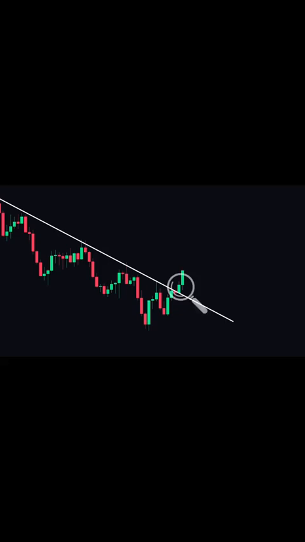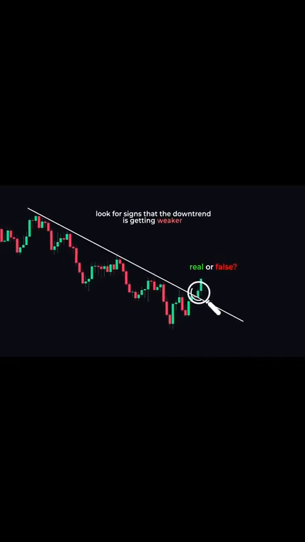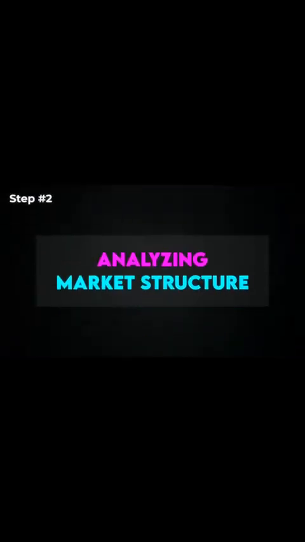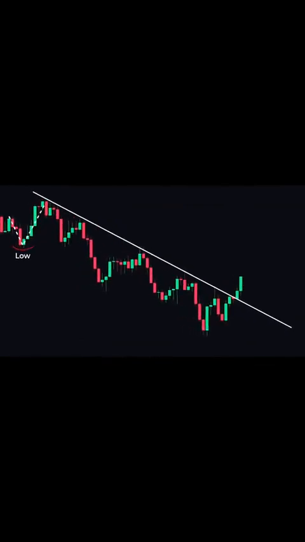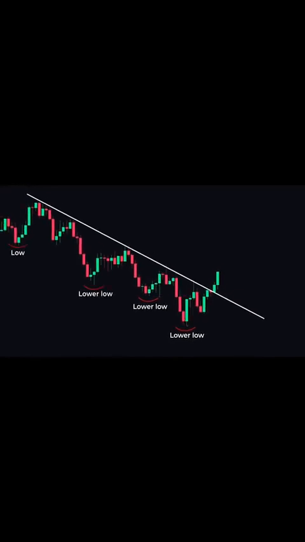Now, in order to know whether this breakout is likely a real breakout or a false breakout, we need to look for signs that the downtrend is getting weaker. And the way I do that is by analyzing market structure. Here's how it works. In this example, price makes a low, then it breaks that low, forming what's called a lower low. Shortly after, it happens again. Price breaks the previous low, forming another lower low. And then once more, price breaks the low and forms yet another lower low. This shows that price keeps forming lower lows, which tells us the downtrend is still strong.